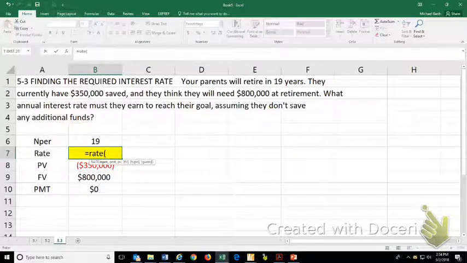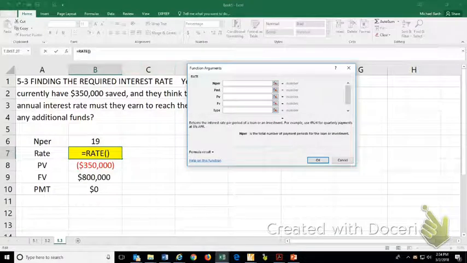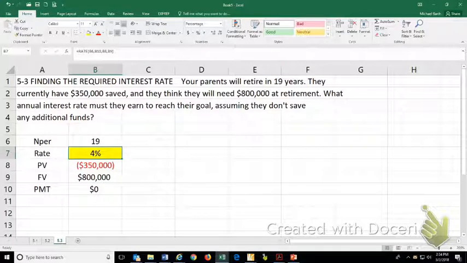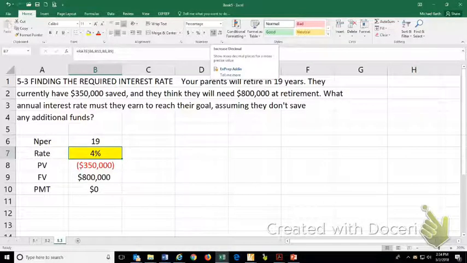And the rate function is equal rate, open parens, and then you can click on the FX button and then fill in your cell references. Payment, present value, future value. All right, now the default in Excel is to set 0 decimal places. I don't know why they do that because it's idiotic, but it is what it is.